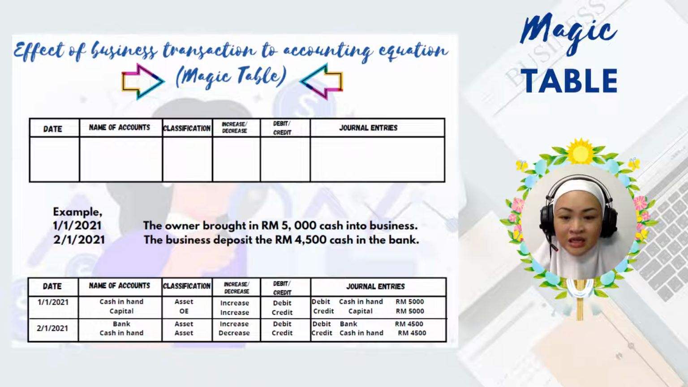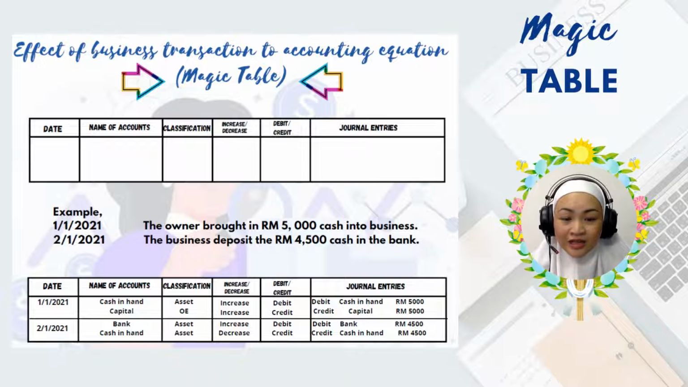what the journal entry is for each transaction. As an example, the owner brought in 5,000 cash into the business. So the accounts that need to be opened are cash and capital. The classification for cash is asset, and the classification for capital is OE. Asset will increase, and an asset increase is on the debit side, and OE will also increase. OE increase is on the credit side. So the journal entry is debit cash in hand 5,000 and credit capital 5,000.